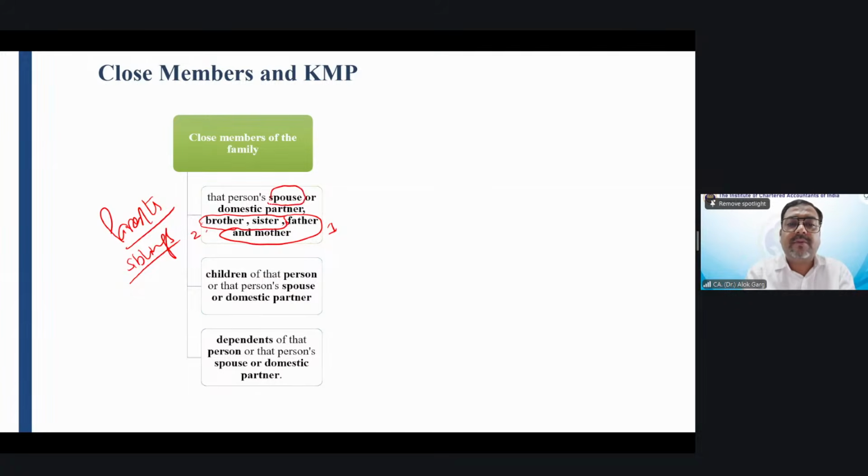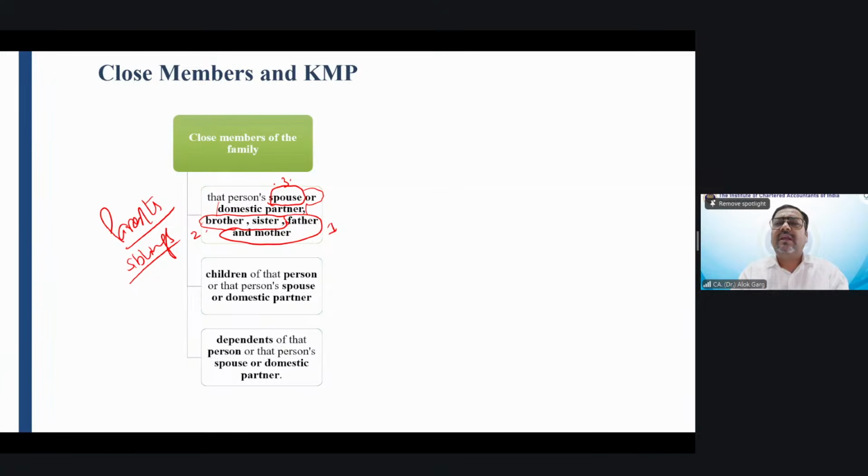Spouse, number three. Okay, spouse means for husband, wife, and domestic partner also. Friends, this Ind AS is a Western concept. Ind AS comes from IFRS. IFRS is a Western concept. So friends, in Western concept, the domestic partner concept is allowed. I'm not explaining who is a domestic partner, right? But the point is, if someone is living in a relationship while he or she has not got married, right, but they are living together, so it can be nomenclated as a domestic partner.